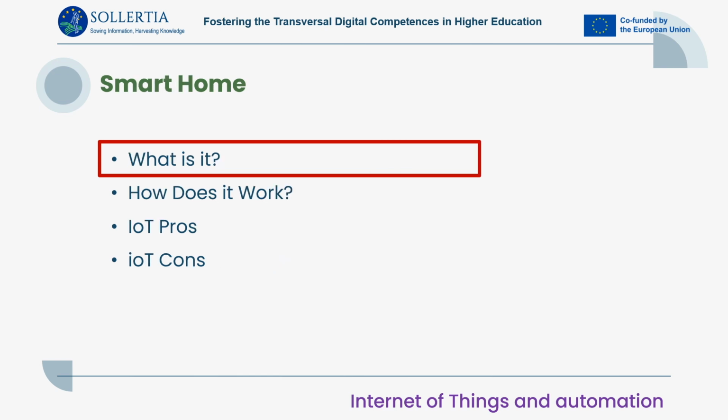Smart home refers to a residence equipped with network-connected devices that allow remote monitoring and control of various appliances and systems like lighting, heating, or ventilation.